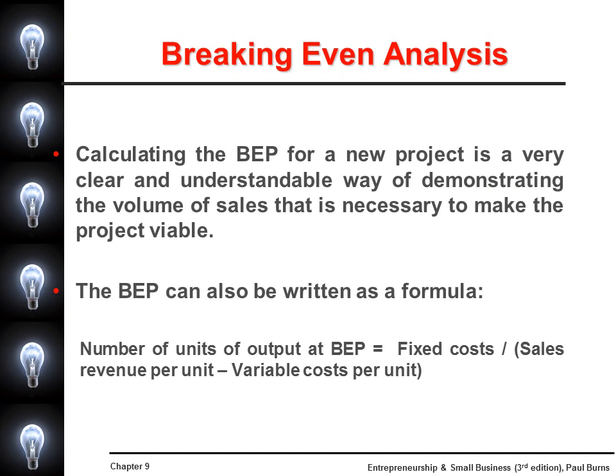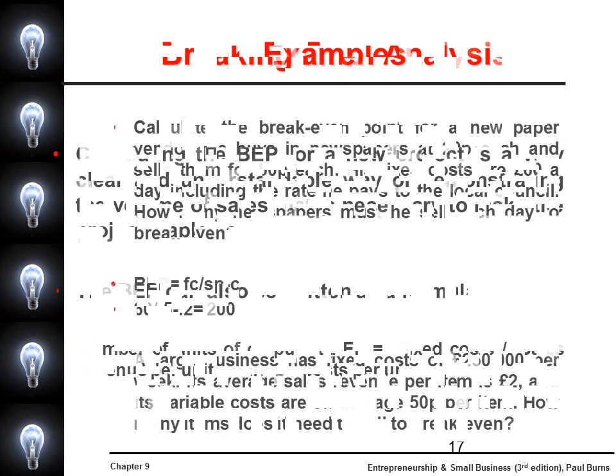So break-even analysis. Calculating the break-even point for a new project is a very clear and understandable way of demonstrating the volume of sales that is necessary to make the project viable. The break-even analysis and point can also be written as a formula. The number of units of output at break-even point is equal to fixed cost divided by sales revenue per unit minus variable cost per unit. This is the formula of number of units of output at break-even point.